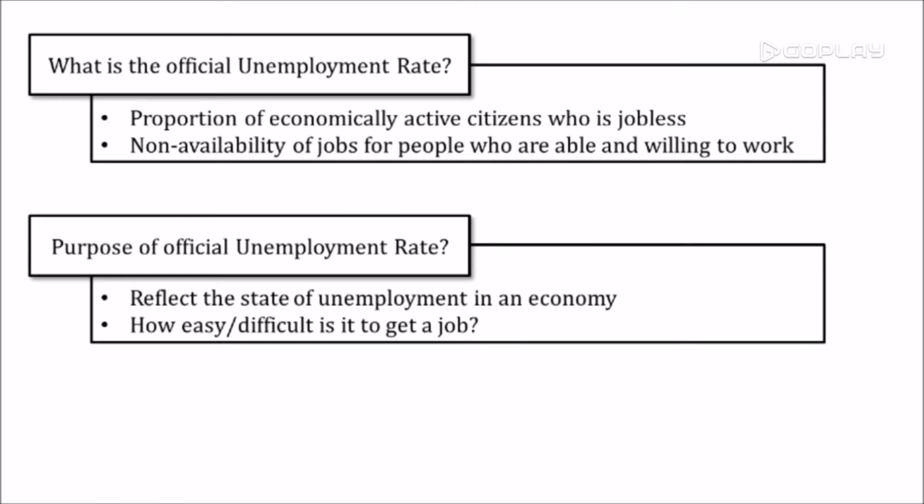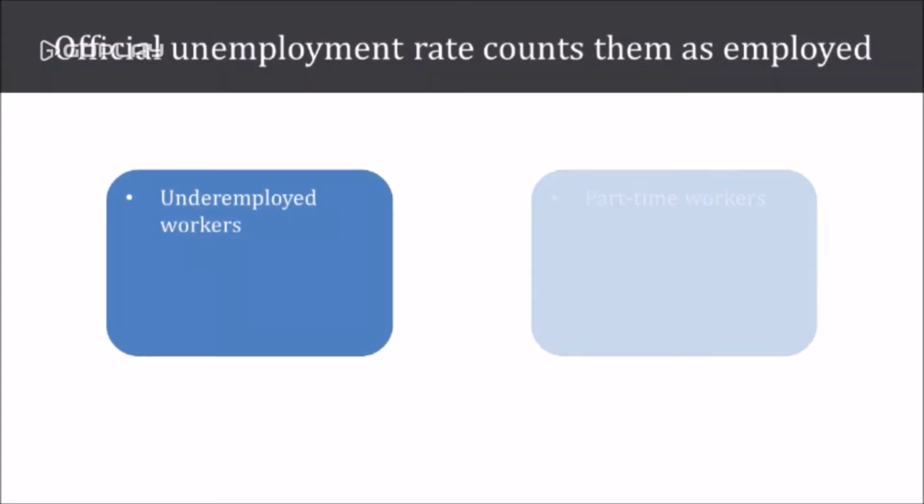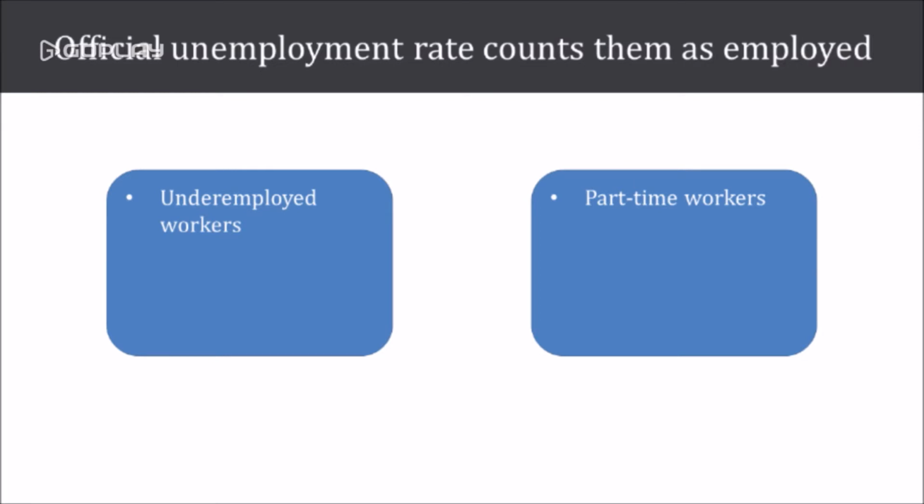You may want to look back at the various definitions and see how the official unemployment rate may not truly reflect the state of unemployment in the economy. The official unemployment rate counts underemployed workers and part-time workers as employed. Remember, the definition of employed is anyone working at least 1 hour a week. Underemployed workers are not working to their fullest potential. They could work in a higher ranked and higher paying job. Part-time workers seeking full-time work would work full-time if they could.